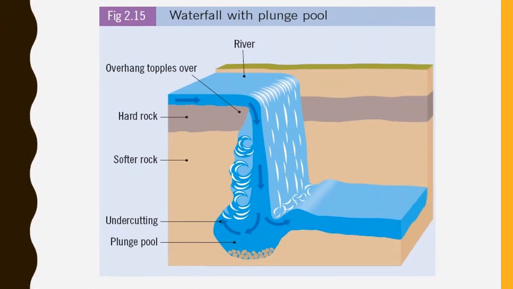Waterfall with plunge pool. As you can see, the river is flowing down from the top and it is hitting the plunge pool, or hitting the material which is downside. When it hits the material or the land or the surface, it will undercut all the surface and then form the plunge pool, where the water will flow and move forward.